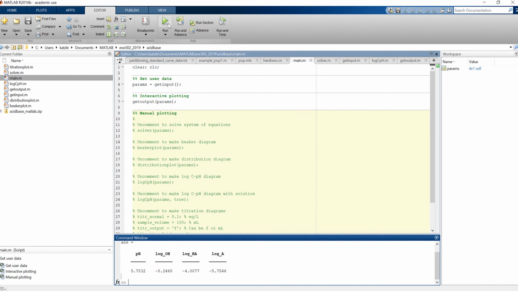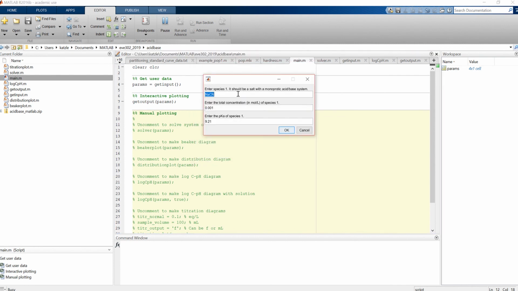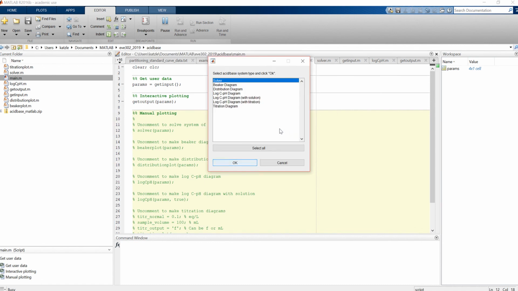We can move on and run the program again, this time picking the base. So we're going to add the monoprotic salt, and let's just go with the default here of sodium cyanide at a concentration of 10 to the minus 3 and a pKa of 9.21. Again, we select OK, holding on our Shift key. We can select all of these, or we can select each individually: solver, beaker, distribution diagram, log C-pH, and log C-pH diagram with the solution.